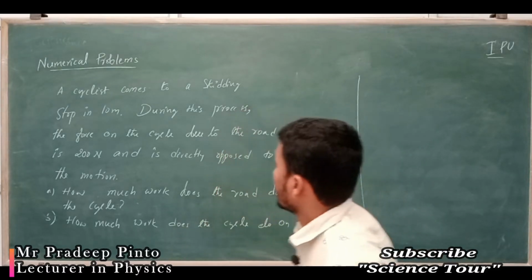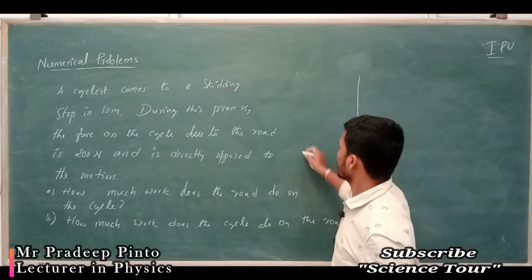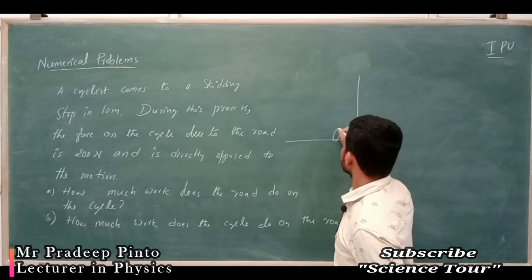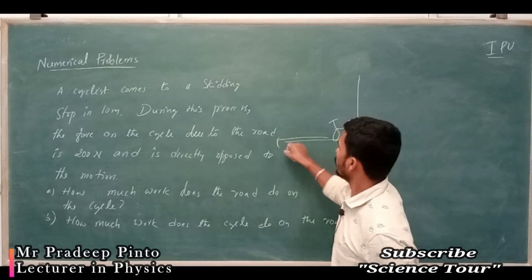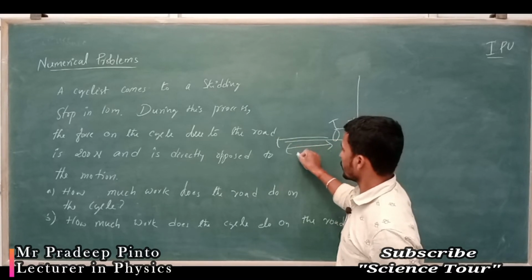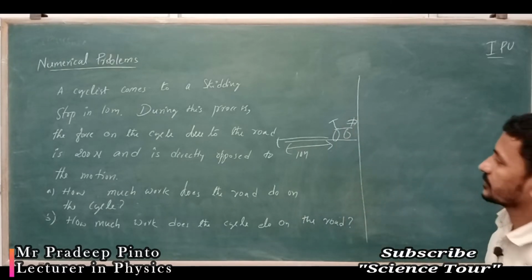Okay, so one more problem. A cyclist comes to a skidding stop in 10 meters. So the cyclist is going to stop after 10 meters, as he applies the brakes.